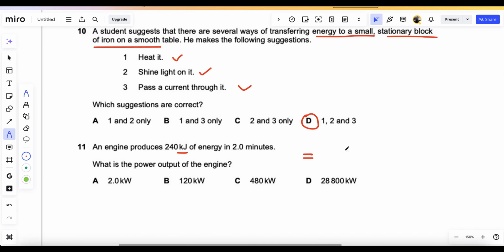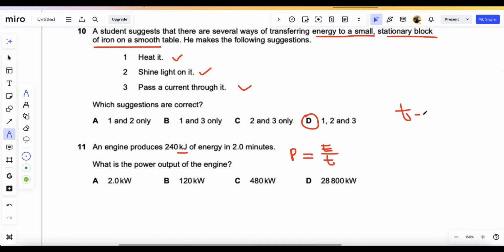Since they are talking about energy, you say energy over time. If they are talking about work done, you say work done over time. So the output energy will be what? In 2 minutes, so this time must be converted to seconds. That's one thing you should take note of in the exam.